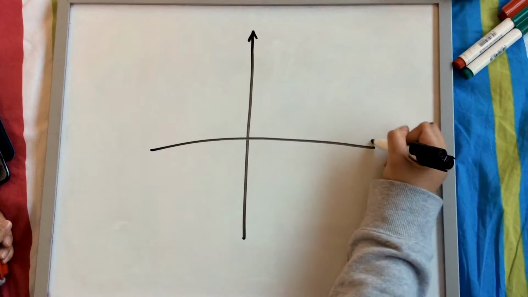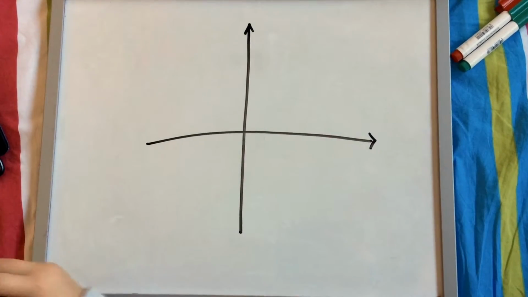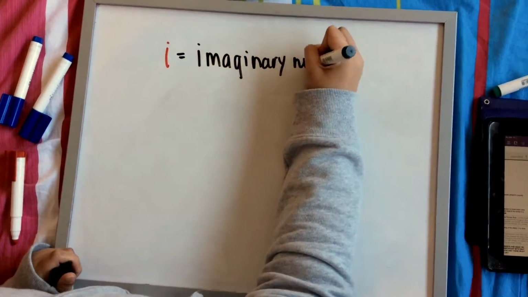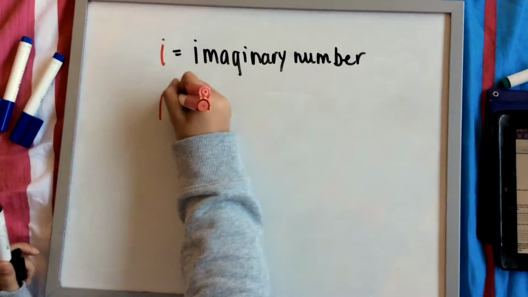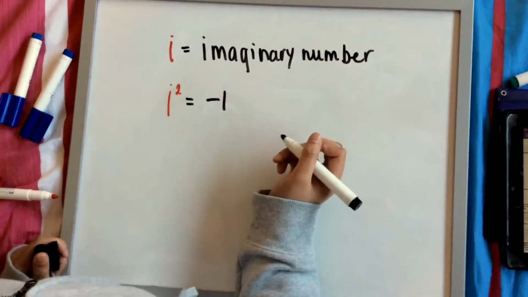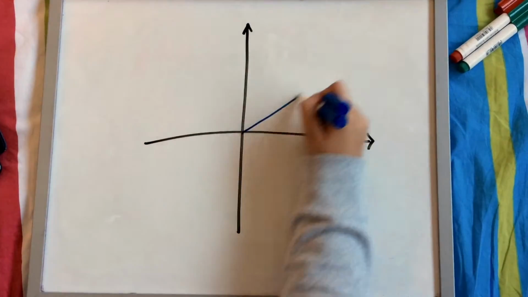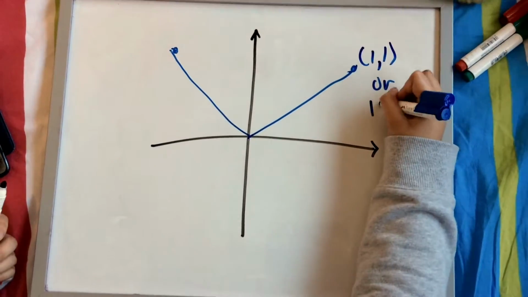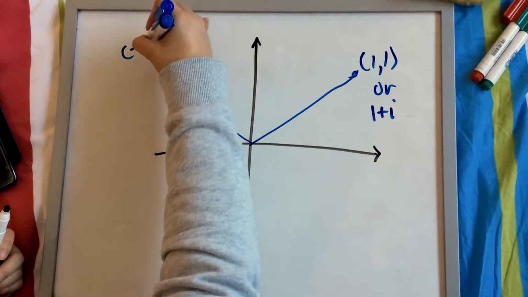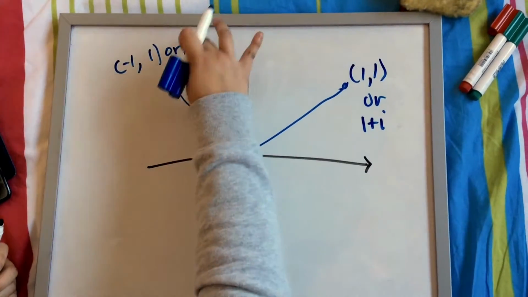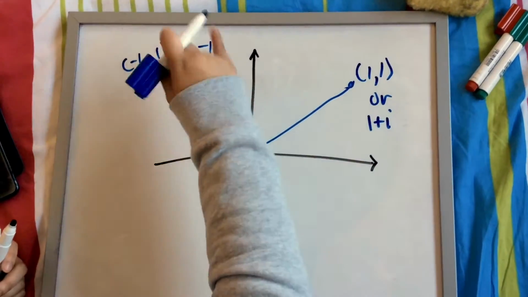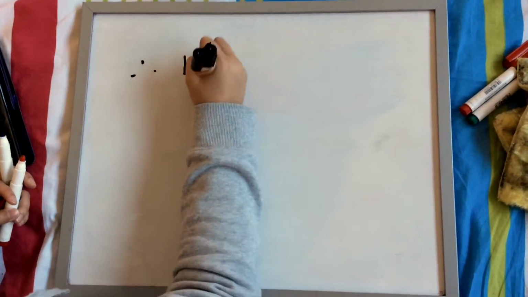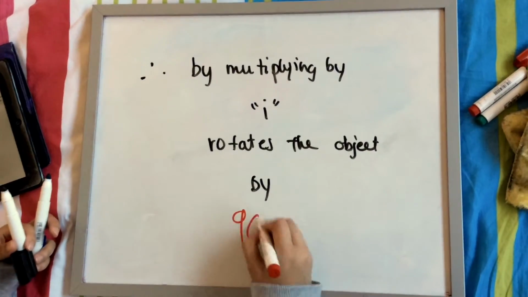The most basic movement that a character or object can perform is rotation around a given axis through a single given angle. For example, let i be an imaginary number. i to the power of 2 equals -1. 1 plus i corresponds to the point (1, 1). If we multiply 1 plus i, represented by the point (1, 1), by i, we get -1 plus i, which is the point (-1, 1), a rotation of 90 degrees. Therefore, multiplying by i rotates the object by 90 degrees.